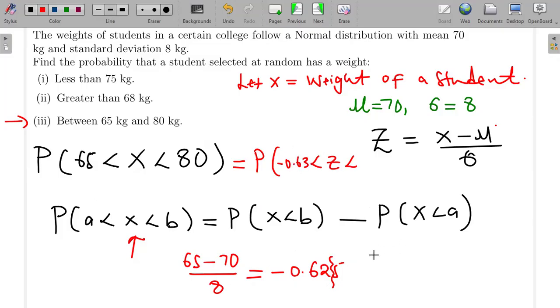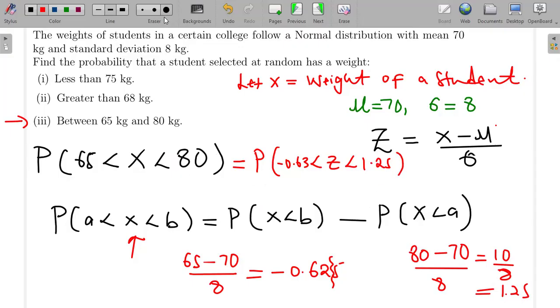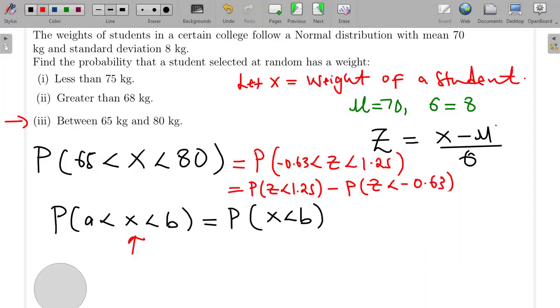Then on the other side, I standardize the 80 to be 80 minus 70 divided by 8. So this will just be 10 over 8, which is 1.25. So I write here 1.25. And then after I've standardized, I'm going to apply this rule here. So it is the probability that Z is less than 1.25 minus the probability that Z is less than minus 0.63. Okay, that's all. Then those probabilities, you just get them from the table, then we are done.